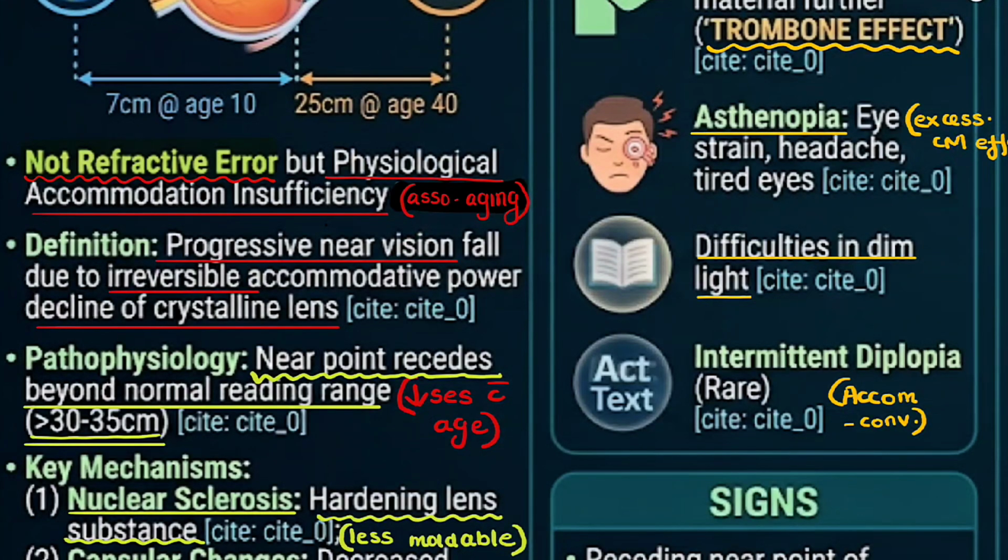So due to aging, what happens is our crystalline lens accommodative power will decrease. And due to that, there will be progressive near vision fall. That is, cannot read a book, cannot read a newspaper. He will have progressive near vision fall, and that is due to what? Irreversible accommodative power decline of the crystalline lens.